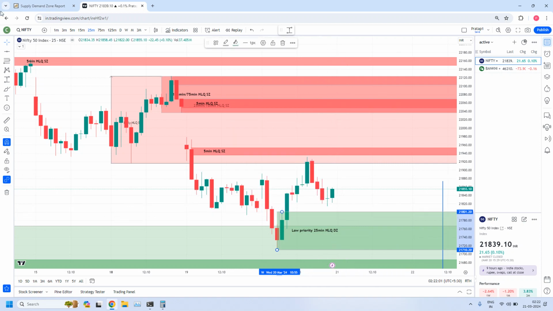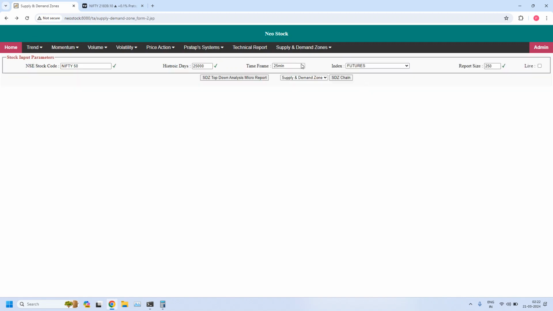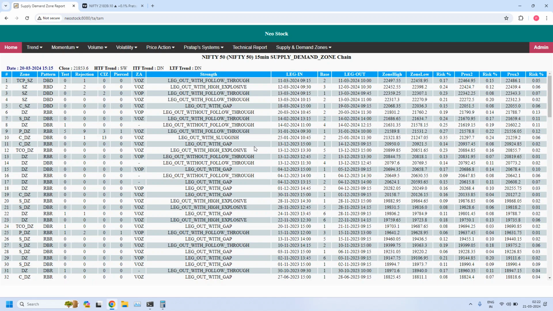That's it. This is the only zone created. Now let's go to the 15 minutes time frame. Let us generate the supply demand zone chain. Okay, what happened today in 15 minutes? Let us check. Here only one zone is created, that is the sixth. This is a normal demand zone.